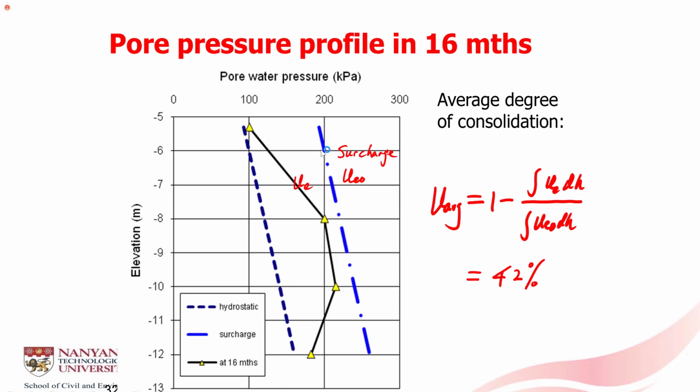Just to give you an example, this is for a preloading case. If you know the pore pressure distribution at the four points shown over here, you will be able to calculate the area between the initial pore pressure line and the hydrostatic line, and the area covered by the current pore pressure, covered by the four yellow triangles and the hydrostatic line. The ratio between the two areas will give you the average degree of consolidation.